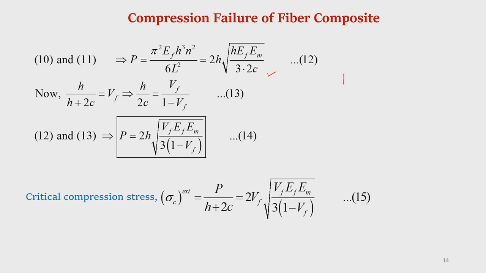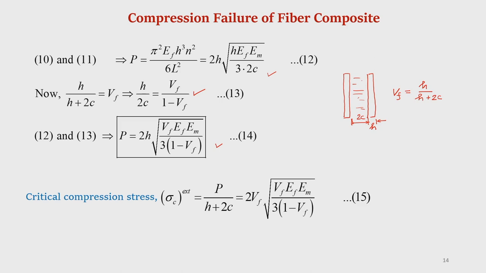Now, we have considered this as the fiber, two adjacent fibers separated by matrix, the distance is twice C and this is H. For unit width and for a given length, the volume fraction of fiber is nothing but H by H plus 2C. Length is the same, width is the same, therefore, this is the volume fraction. Okay. So, we get this H by 2C in terms of volume fraction, and when you put this in equation number 12, we get this as the expression for the load at which micro buckling will take place, the minimum load.